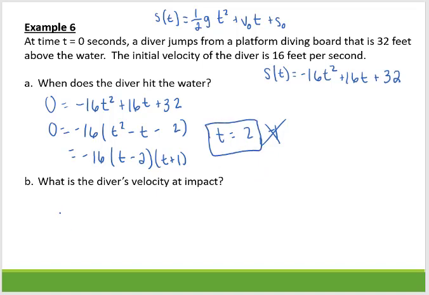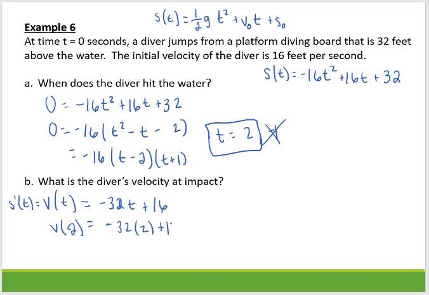What is the diver's velocity at impact? So I have to find the value of the velocity, which is the derivative of position. And so that is negative 32 t plus 16. And I'm trying to find this at 2. So I do negative 32 times 2 plus 16. And that ends up being negative 48 feet per second.